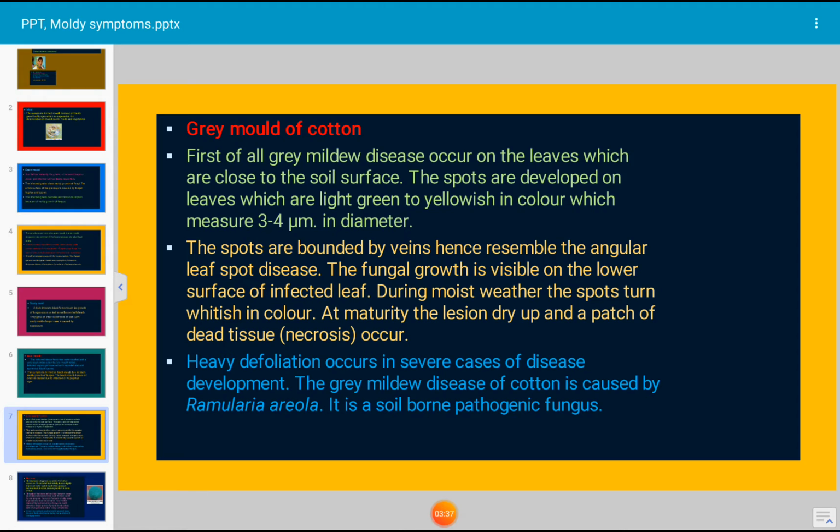At maturity, the lesions dry up and patches of dead tissue, that is necrosis, occur. Heavy defoliation occurs. The infected leaves fall off on the ground. That is called defoliation, and in severe cases of disease development, all the leaves fall off on the ground. The grey mildew disease of cotton is caused by Ramularia areola. It is a soil-borne pathogenic fungus.